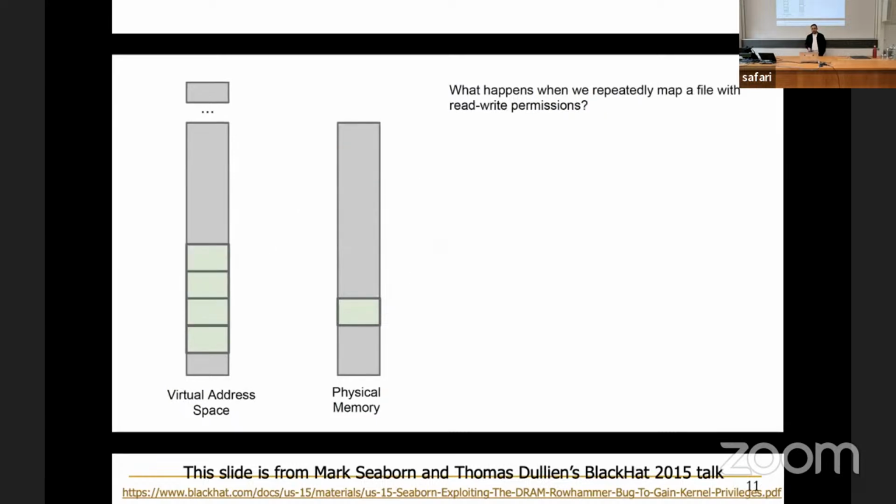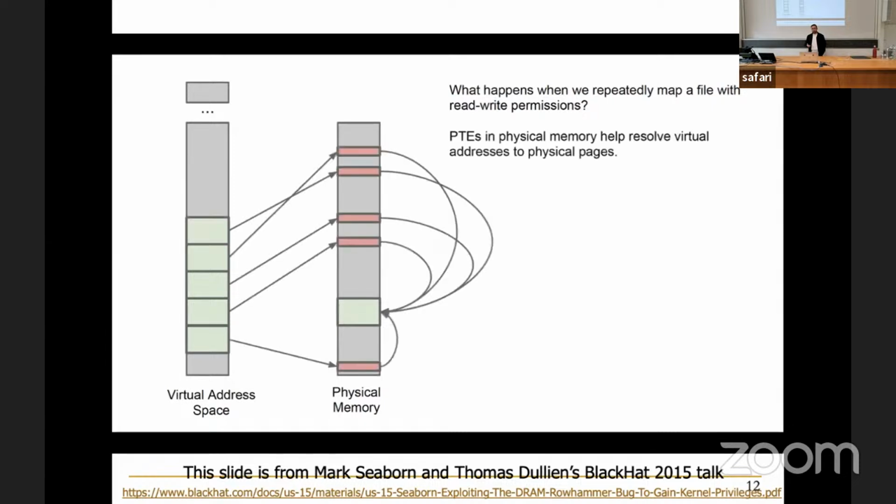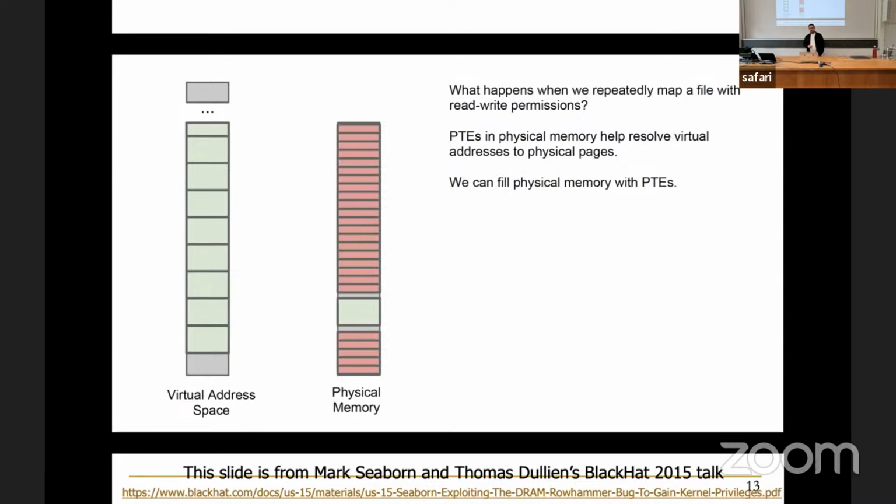So what happens if you allocate different places in your virtual address space that point to the same physical memory? You have multiple of these page tables, and then they keep pointing to the same physical address. This happens when you use shared libraries, for example. So what they do as part of the attack is that they keep allocating a lot of pages in the virtual address space that point to a physical page. If you do this in an aggressive way, you can actually fill up pretty much all of the physical memory with page table entries.